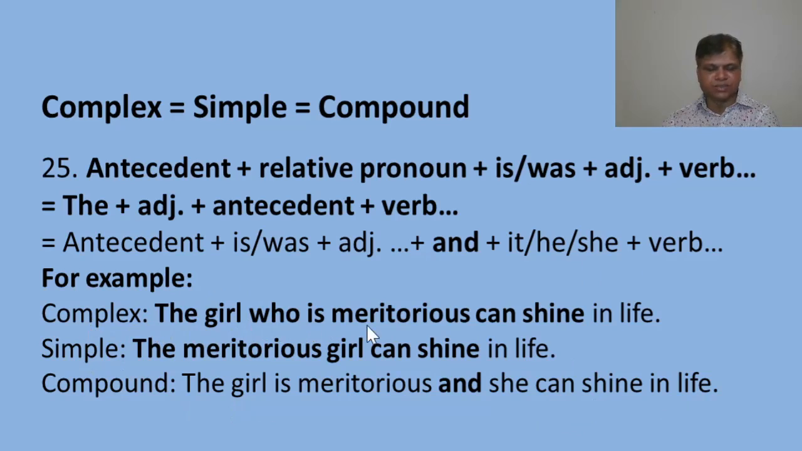Complex: The girl who is meritorious can shine in life. Simple: The meritorious girl can shine in life. Compound: The girl is meritorious and she can shine in life.